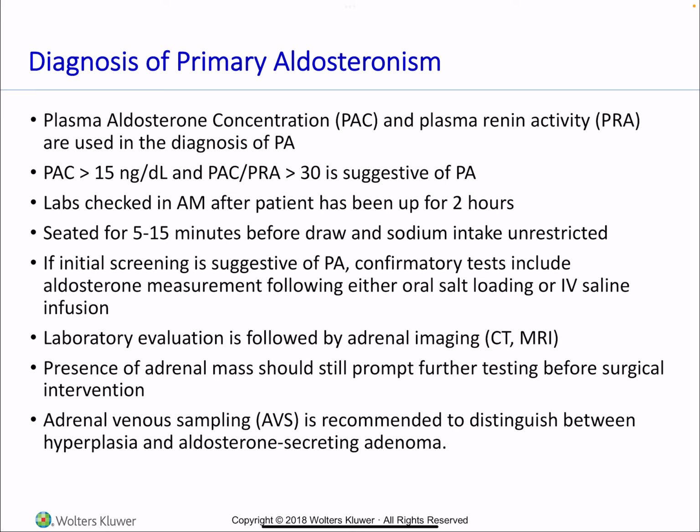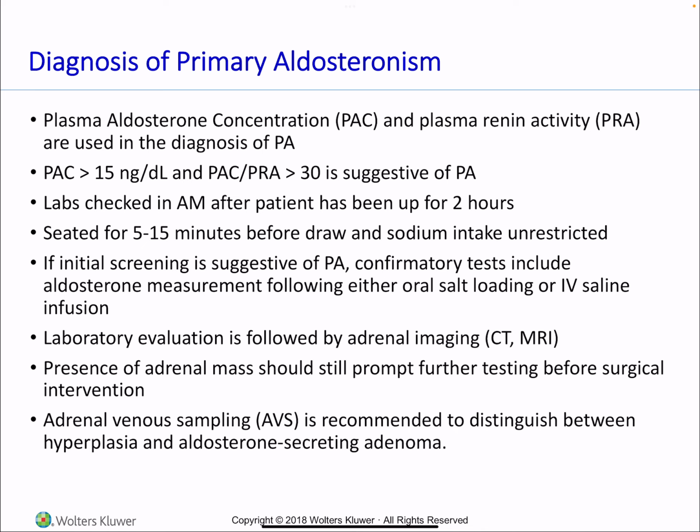The laboratory specimens are checked in the morning after the patient has been up for 2 hours. If they are seated for 5 to 15 minutes before the draw, the sodium intake has to be unrestricted. If the initial screening is suggestive of primary aldosteronism, confirmatory tests include an aldosterone measurement following either an oral salt load or an IV saline infusion.